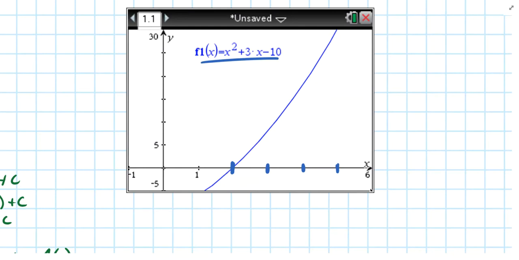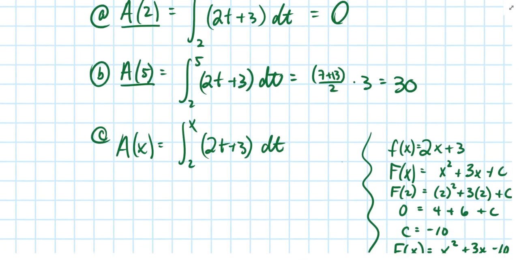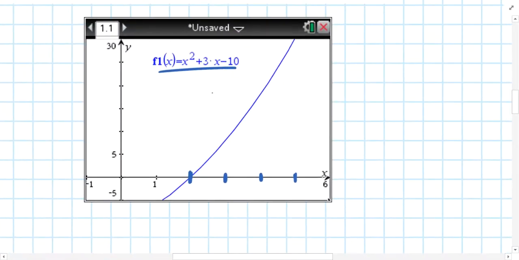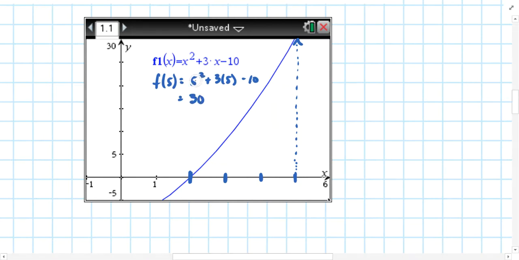In part B, we were asked to find the area based on an upper boundary of 5, and we thought that that would be 30. Well, sure enough, if I jump over to 5 on the x-axis right here, and travel upward towards the function result calculated would also be 30. F evaluated at 5 is 5 squared plus 3 times 5 minus 10, which is 30. 25 plus 15 was 40. 40 minus 10 is 30.